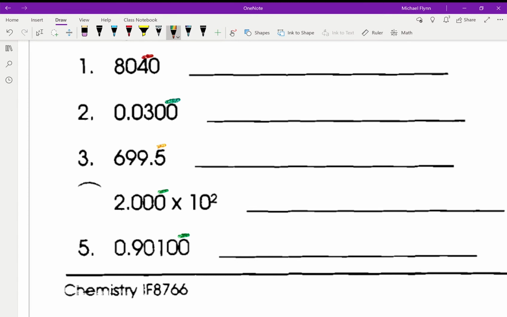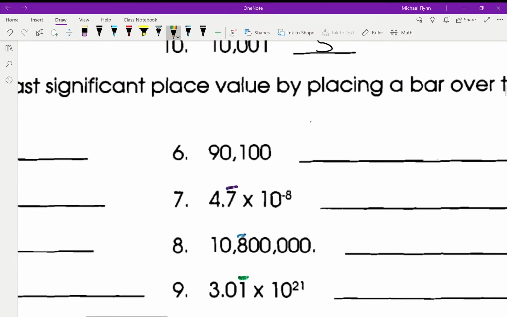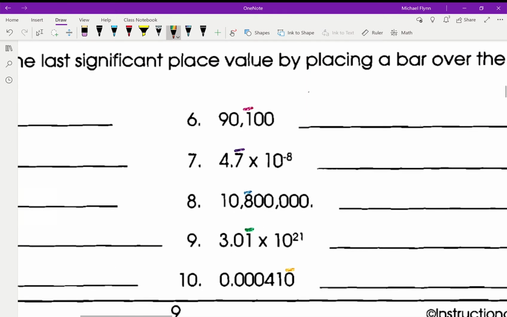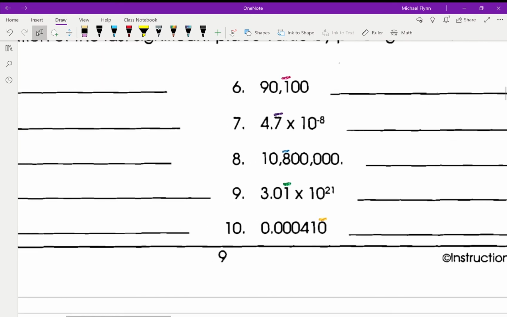This one here, sometimes it's just the last digit. Let's work our way backwards here. This number here, 000410, that one. This is in scientific notation, so they all count, all 3. This one, this is the last significant digit. This one here, and that one there. So again, it only takes a few minutes to do questions like this. So there's your answer key for page 1.